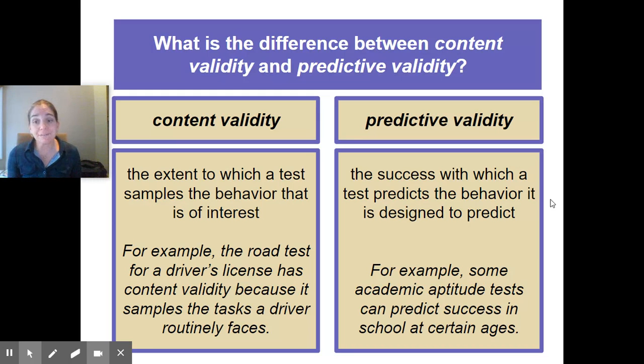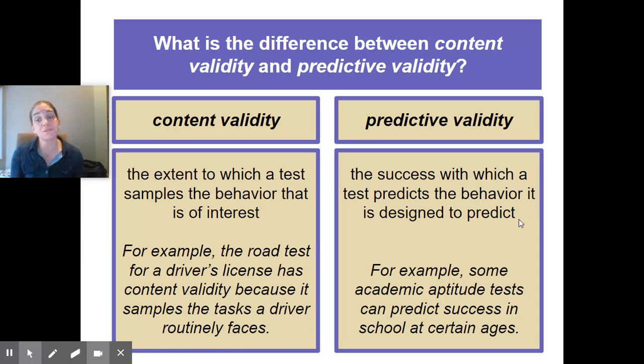Predictive validity is going to deal with aptitude testing, so the extent to which a test predicts future behavior. So, let's say I've never played the violin before. I take an aptitude test on playing the violin, and it has good predictive validity because I score high and then I'm really good at playing the violin.